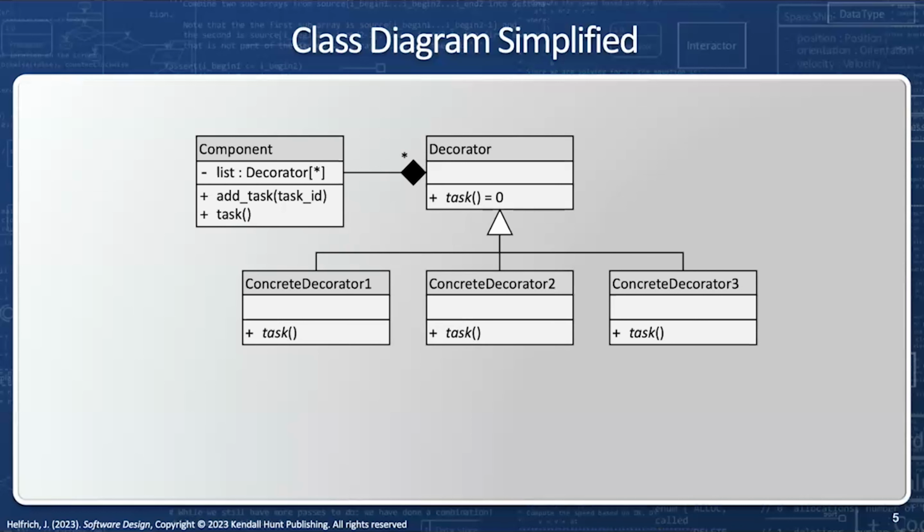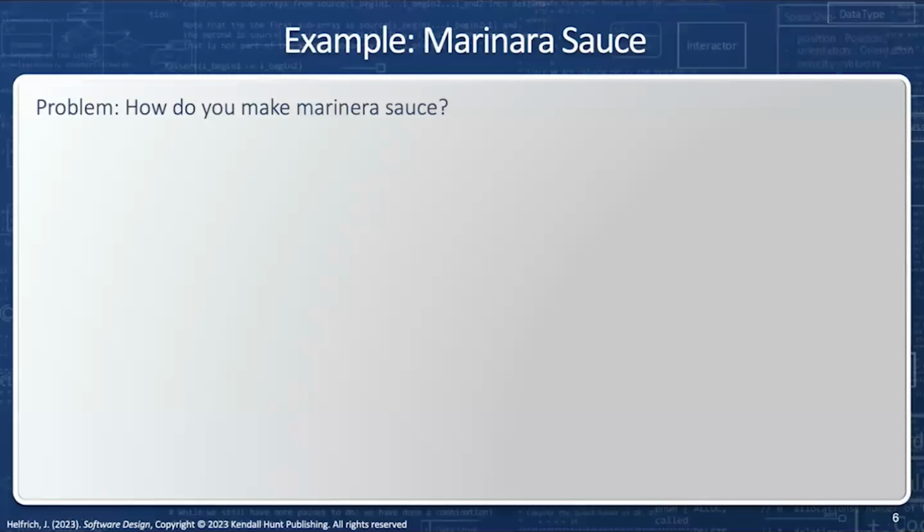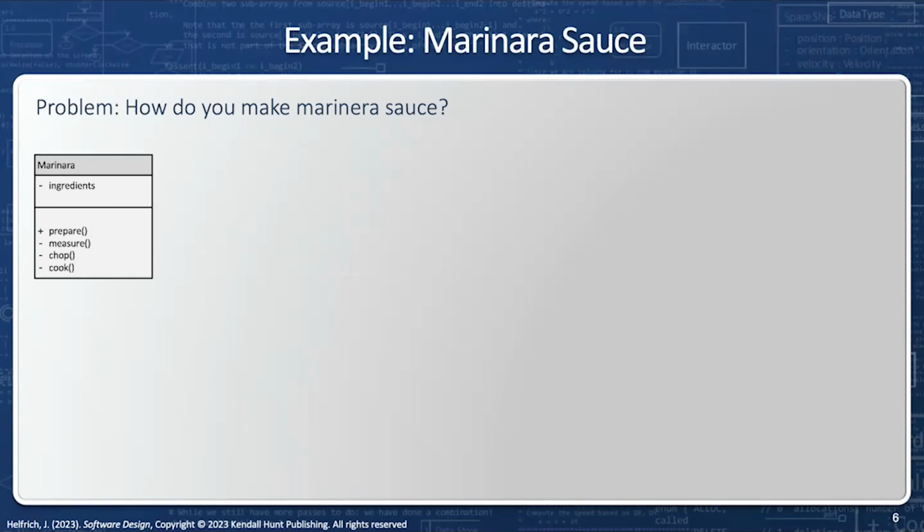So much simpler and easier implementation, but has the same functionality and the same algorithmic efficiency. Let's take a look at an example. I like to make marinara sauce, in other words, Italian tomato-based sauce. Well, first of all, I'm going to have a class called Marinara, which can have a list of ingredients. I can have the prepare method and a couple private methods, which will handle measuring and chopping and cooking.